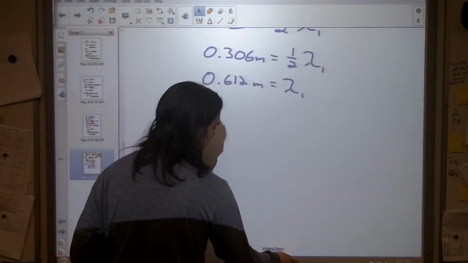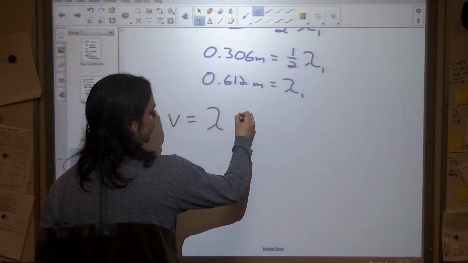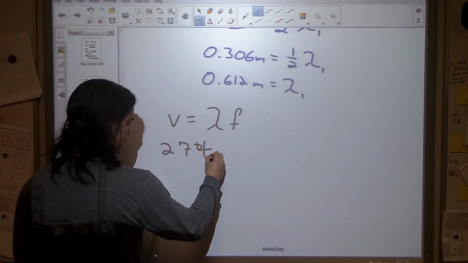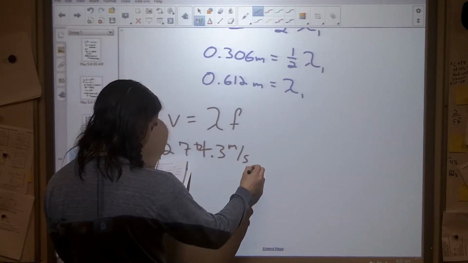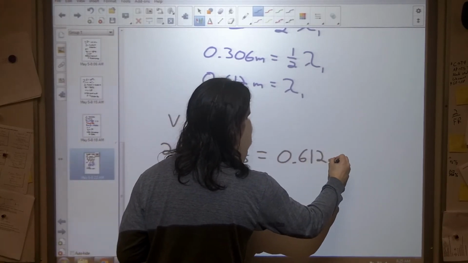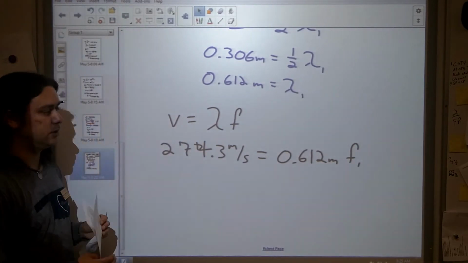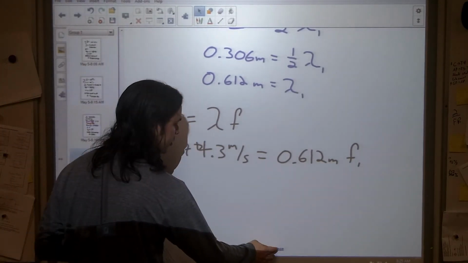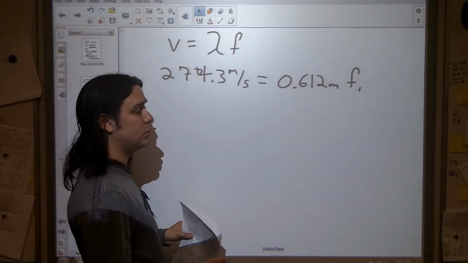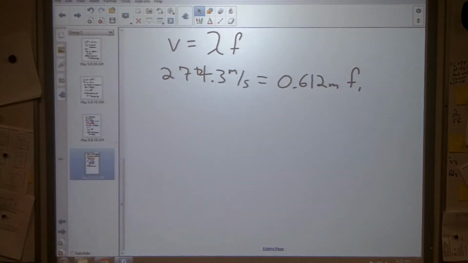Great. Now that we've got that, we can use the often used equation that the wave speed is equal to our wavelength times our frequency. So I fill that in. We've got 274.3 meters per second equals our wavelength that we found for the first one, 0.612 meters, times frequency 1. That's our first harmonic. It's the fundamental frequency. There are a couple different names for it, but it's basically the first of the frequencies that we're actually going to have in here. It corresponds with the first wave or piece of a wave that fits in our system.